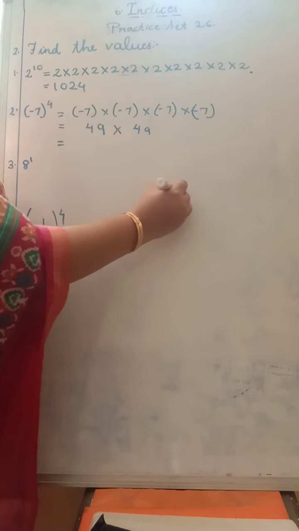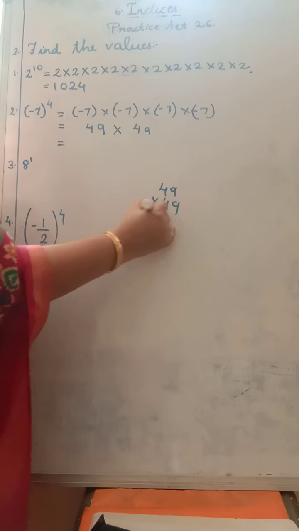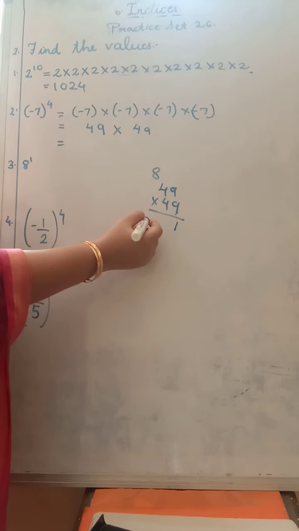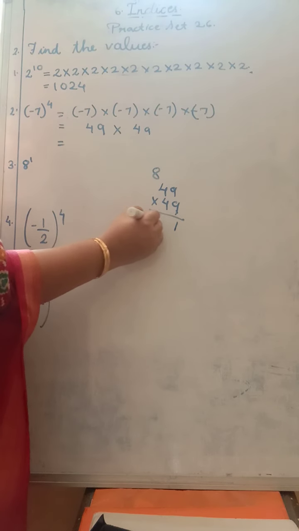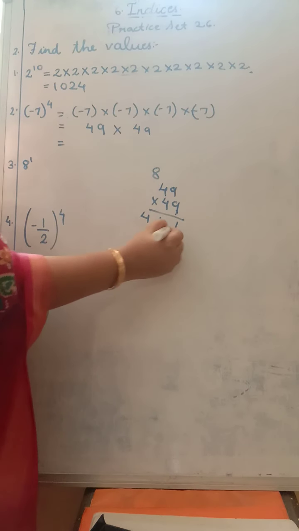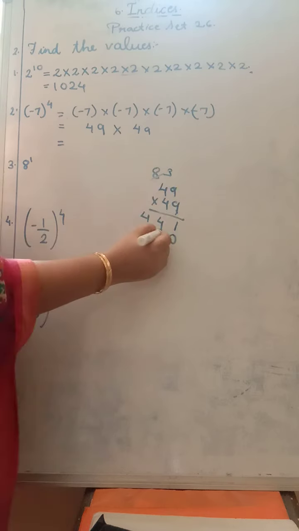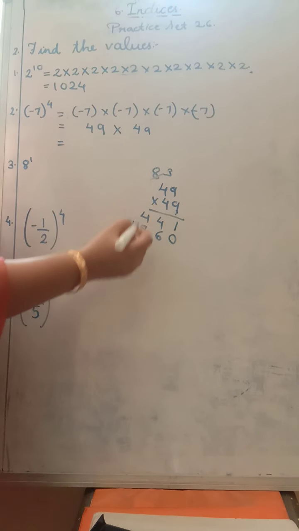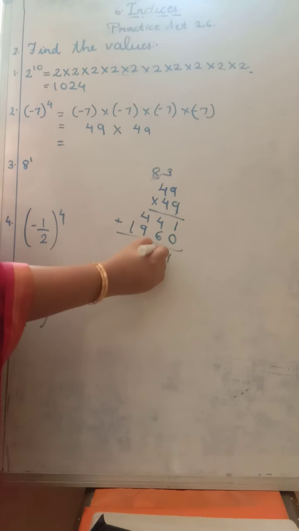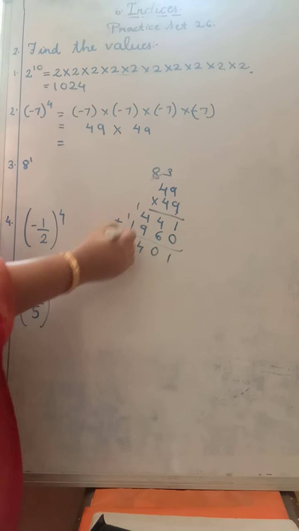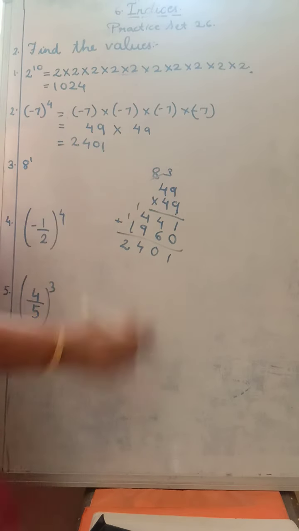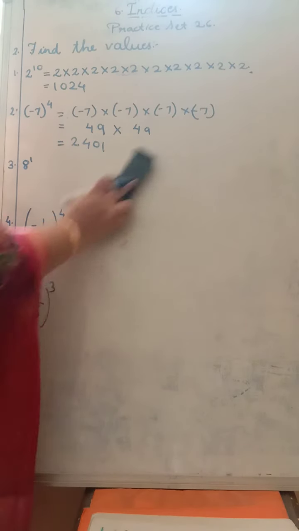Now do in rough work, 49 into 49. 9 9s are 81, 4 9s are 36, plus 8 is 44, 0. 4 9s are 36, 4 4s are 16, plus 3 is 19, 1 0 1, 14, 1, 2. So the answer is 2401. Okay, now the third sum.